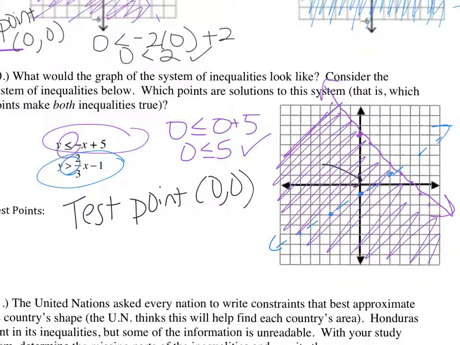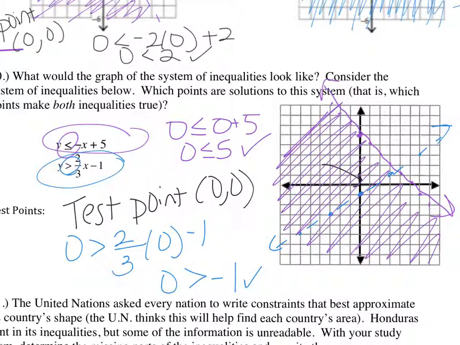For my blue line, I'm going to test the point (0, 0). So 0 is greater than 2/3 times 0 minus 1. So 0 is greater than negative 1. That is also true. So compared to my dotted blue line, (0, 0) is above. So if it's true, it's going to be shaded where that point is located. So I'm going to shade above my blue dotted line.